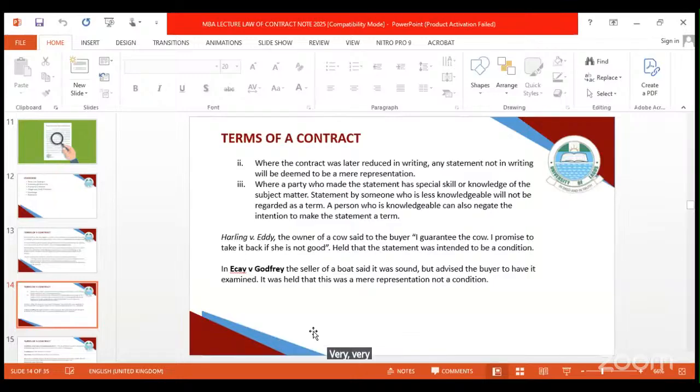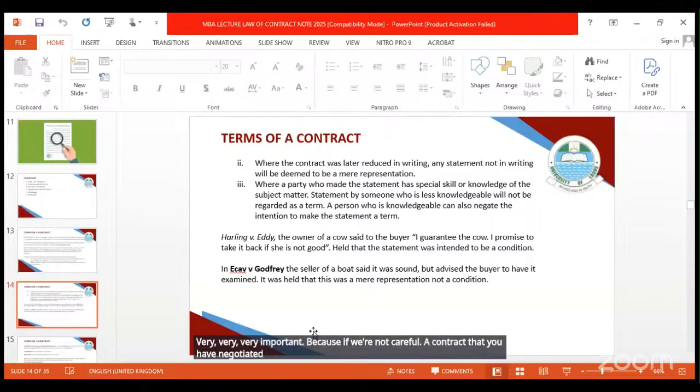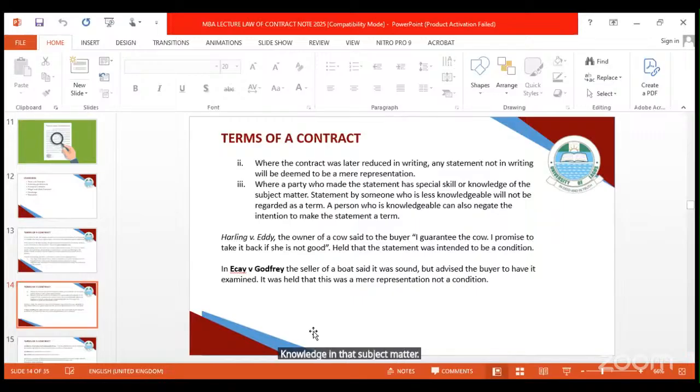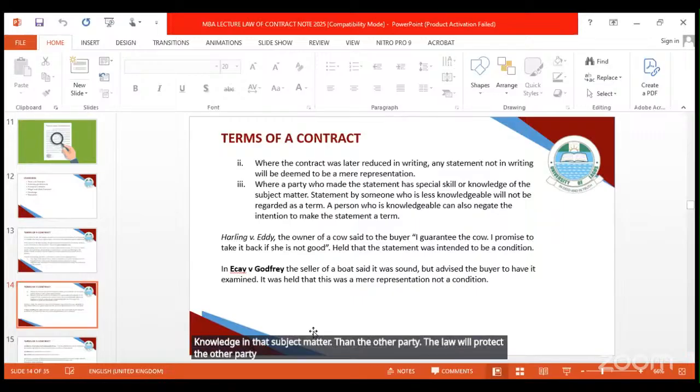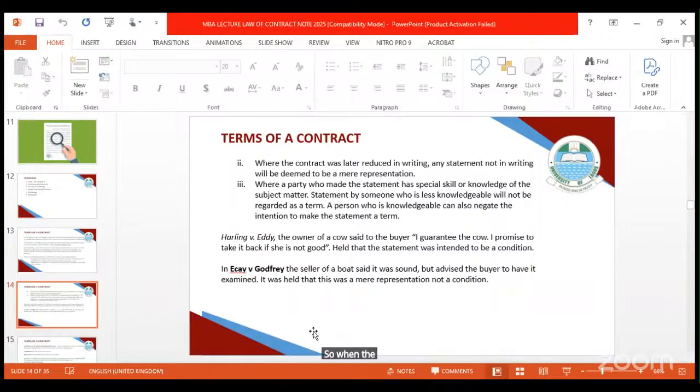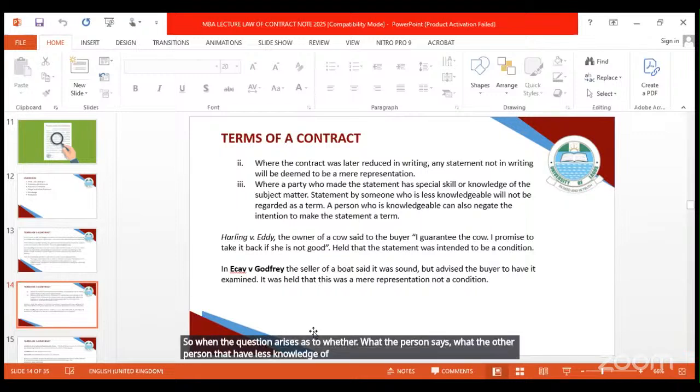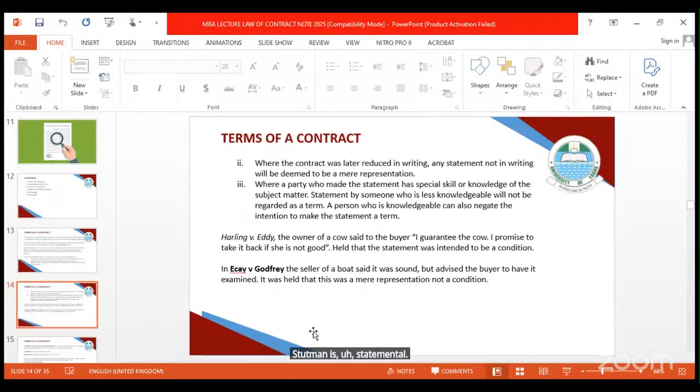Very, very important. Because if you're not careful, in a contract that you have negotiated, it may turn out that you have more knowledge in that subject matter than the other party. The law will protect the other party and will not protect you. So when the question arises as to whether what the other person, who has less knowledge of the subject matter, said amounts to a term of contract, you'll be disadvantaged.